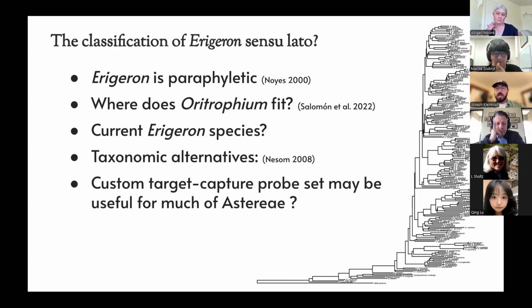And the last thing I'll say here is this target capture probe set we built seems to work across a lot of the Asteraceae taxa that we included. And we also included chrysanthemum, and it sequenced pretty well as well. So maybe we could use that to start to tease apart what this group should look like or should be named.